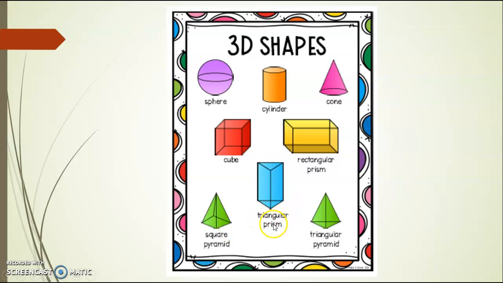Next we have our triangular prism. Our base right here is the triangle, and this is a prism. Then our triangular pyramid. Our base right here is a triangle, and all our edges are coming together creating a pyramid.